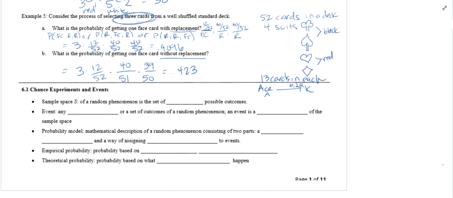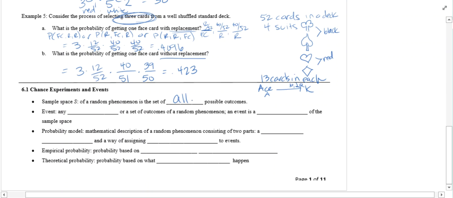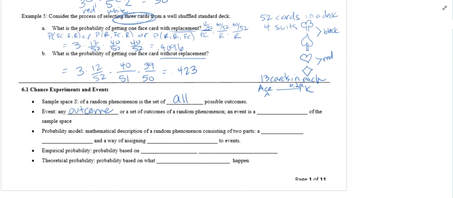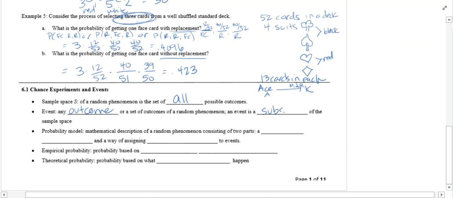All right, so here are some vocab for this chapter. So sample space is a random phenomenon, is the set of all possible outcomes. An event is any outcome or a set of outcomes of a random phenomenon. An event is a subset of the sample space. Okay, so it's part of the sample space.